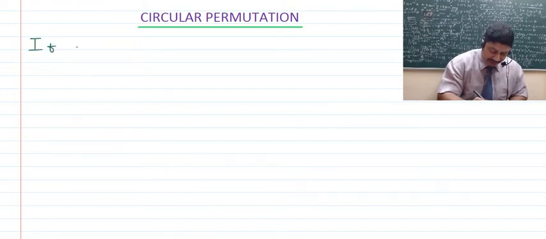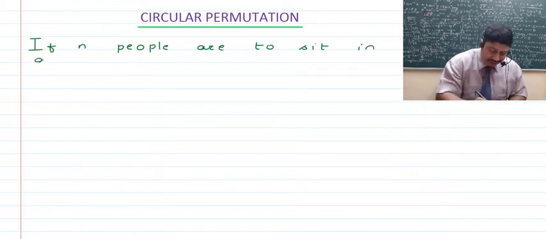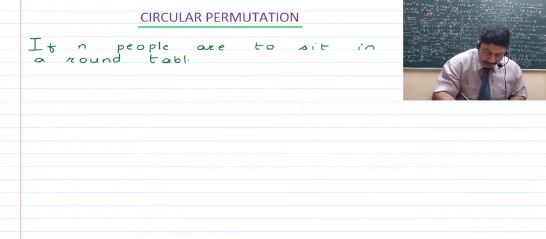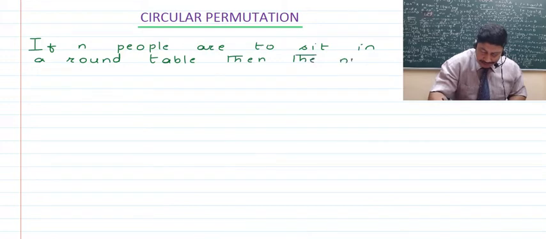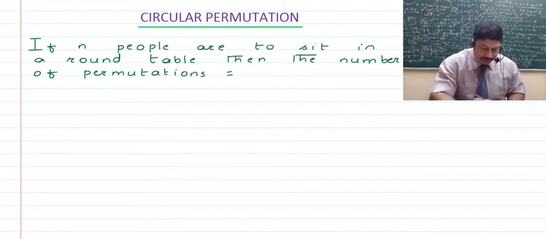If n people are to sit in a round table, then the number of permutations is equal to factorial of n minus 1.